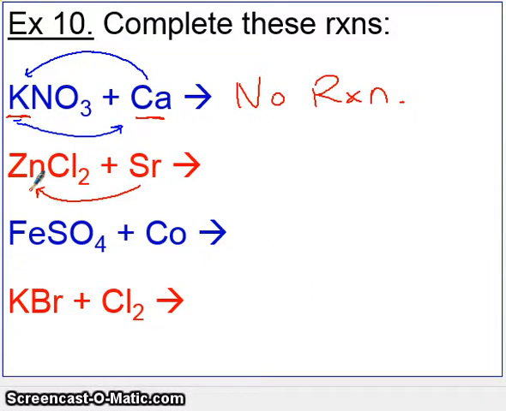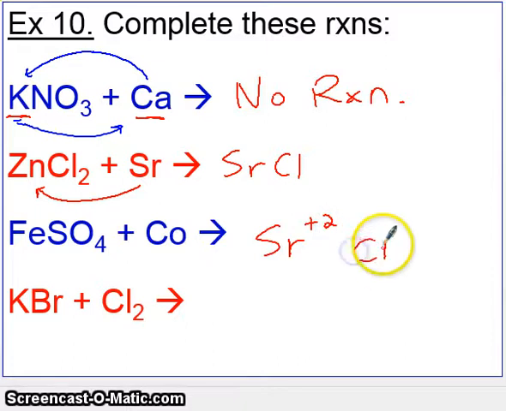So the product will be between strontium and chlorine. So we'll put strontium chloride. Now when you put strontium chloride, you have to again think about balancing the charges. Strontium has a +2 charge. Chlorine has a -1 charge. You need 2 chlorines for every strontium. You must put SrCl2 for the product. The other product then will be zinc, like so.